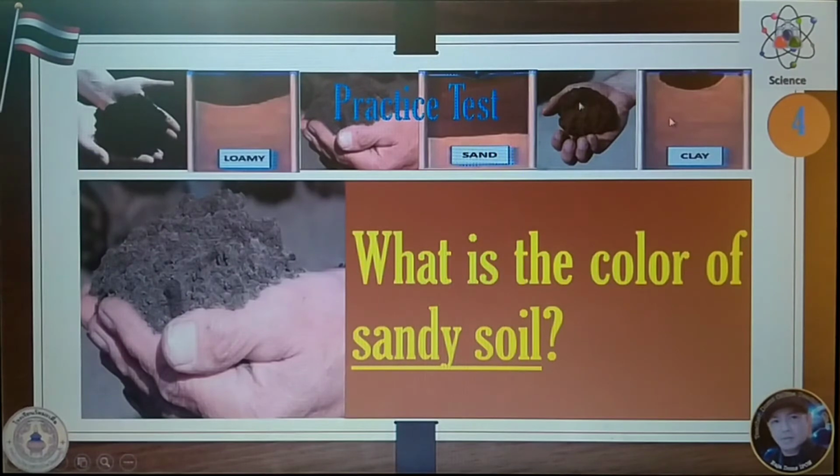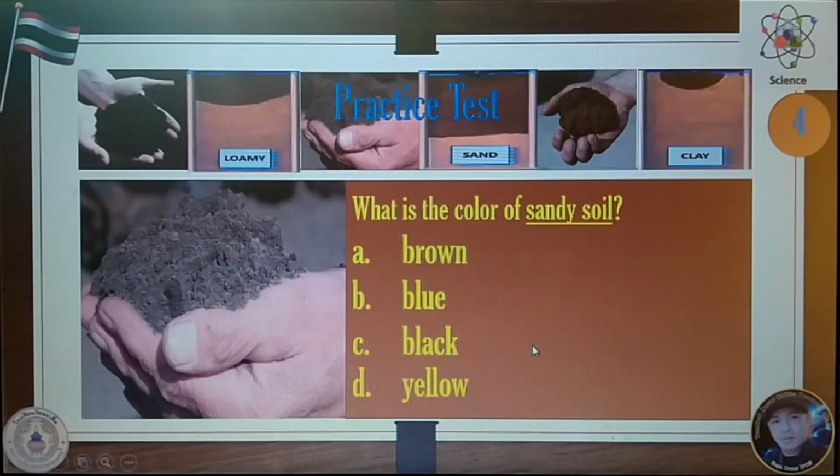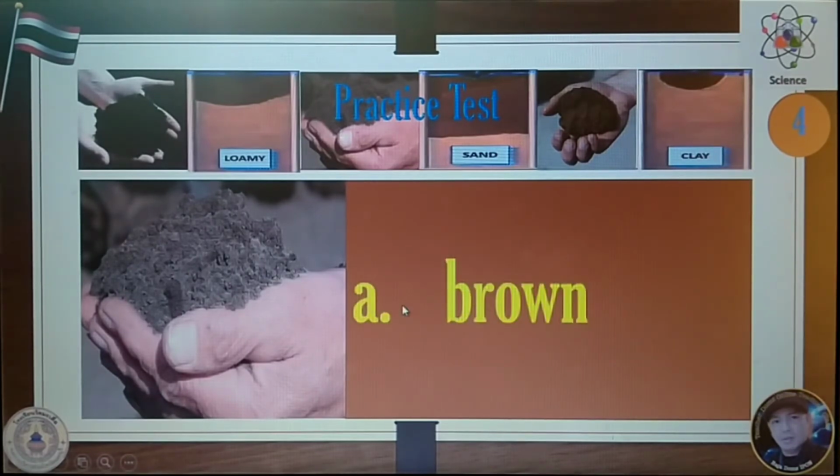Practice test 4. What is the color of sandy soil? A. Brown. B. Blue. C. Black. D. Yellow. The answer is A. Brown.